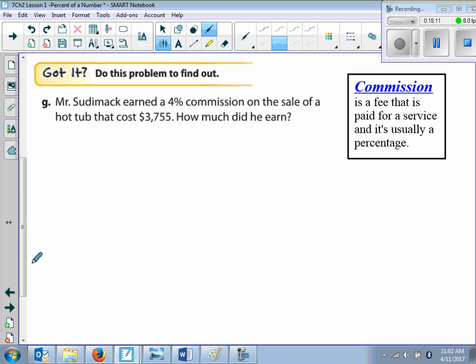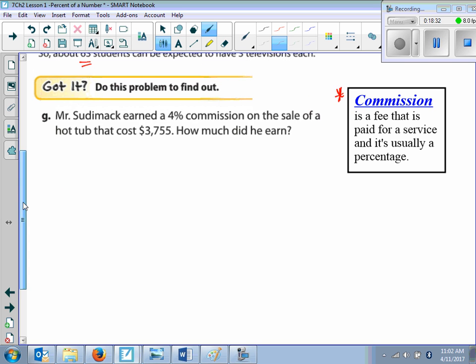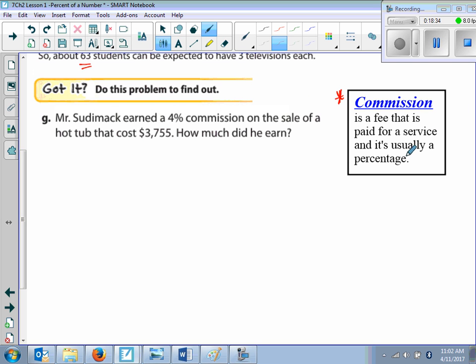All right, so let's take a look at this example and do this one together. It says, Mr. Sudamek earned a 4% commission on the sale of a hot tub that cost $3,755. How much did he earn? We want to know how much is the commission. A commission is an additional amount, like added to a paycheck. Make sure you write this down so you know what a commission is. A commission is a fee that is paid for a service, and it is usually a percentage. So this is an additional amount.